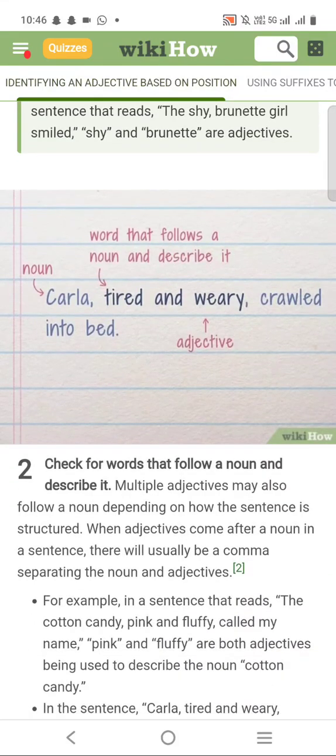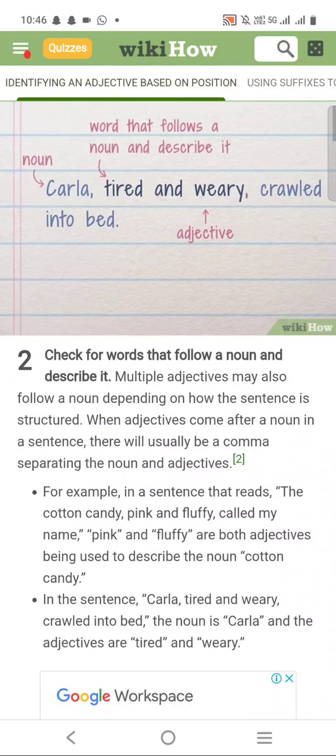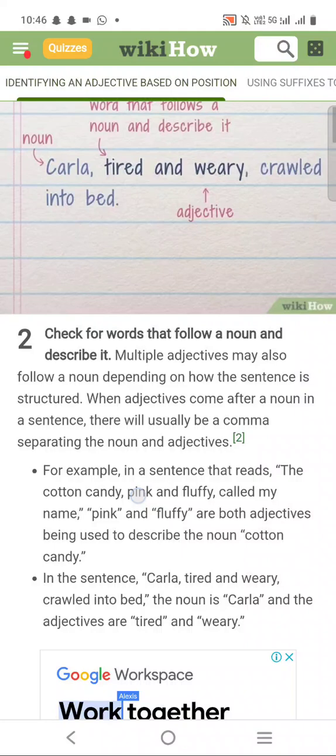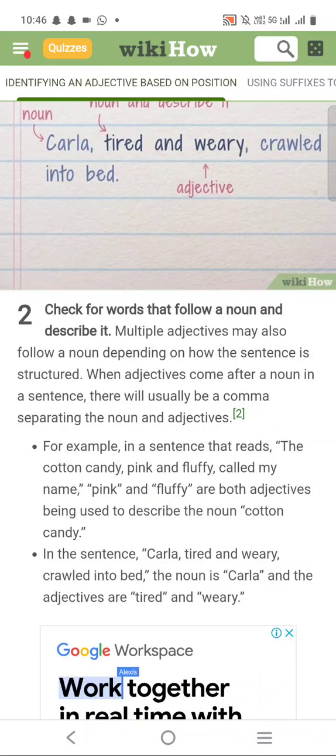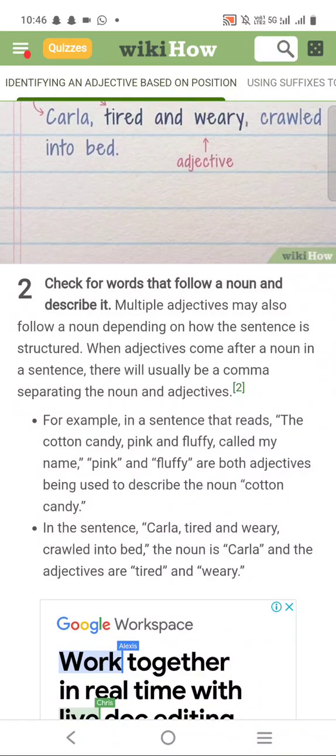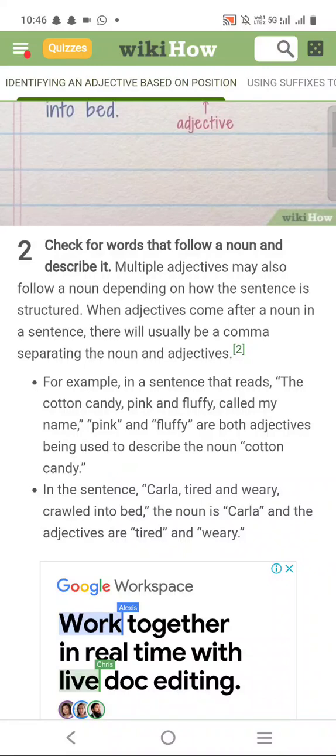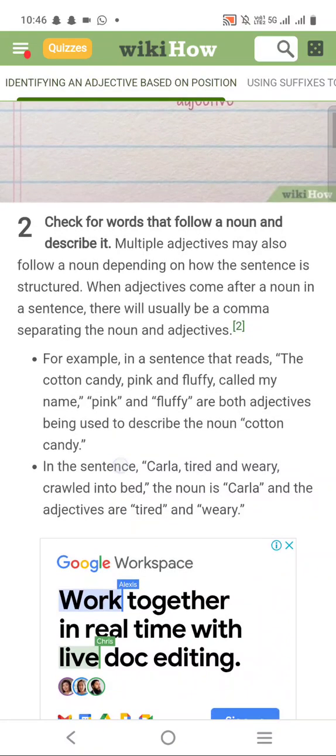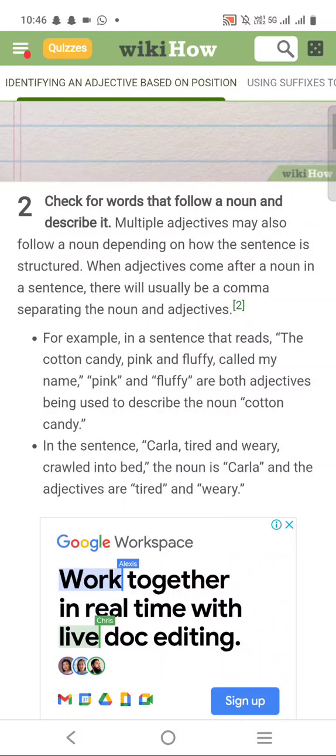Word that follows a noun and describes it. Noun, adjective: Kayla, tired and very hungry, crawled into bed. Check for words that follow a noun and describe it. Multiple adjectives may also follow a noun depending on how the sentence is structured. When adjectives come after a noun in a sentence, there will usually be a comma separating the noun and adjectives.